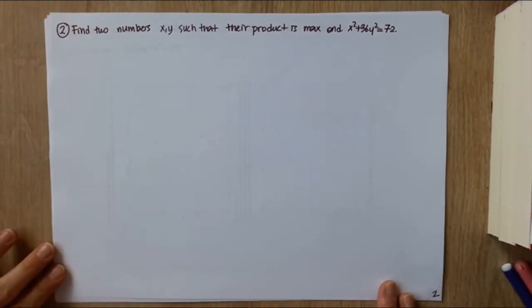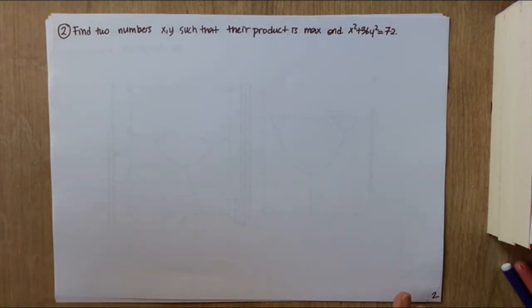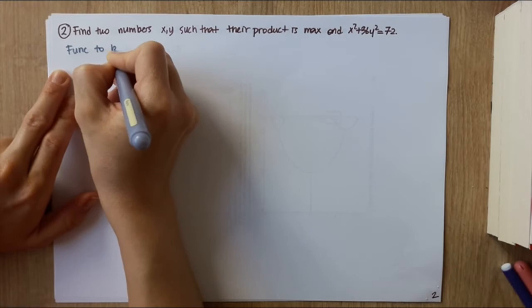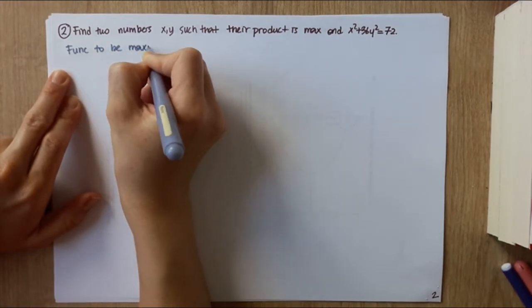So let's continue with the second problem. In this problem, I just want to find numbers x and y such that their product is maximum and at the same time they satisfy the equation x squared plus 36y squared equals 72. First of all, I will write the function to be maximized here.